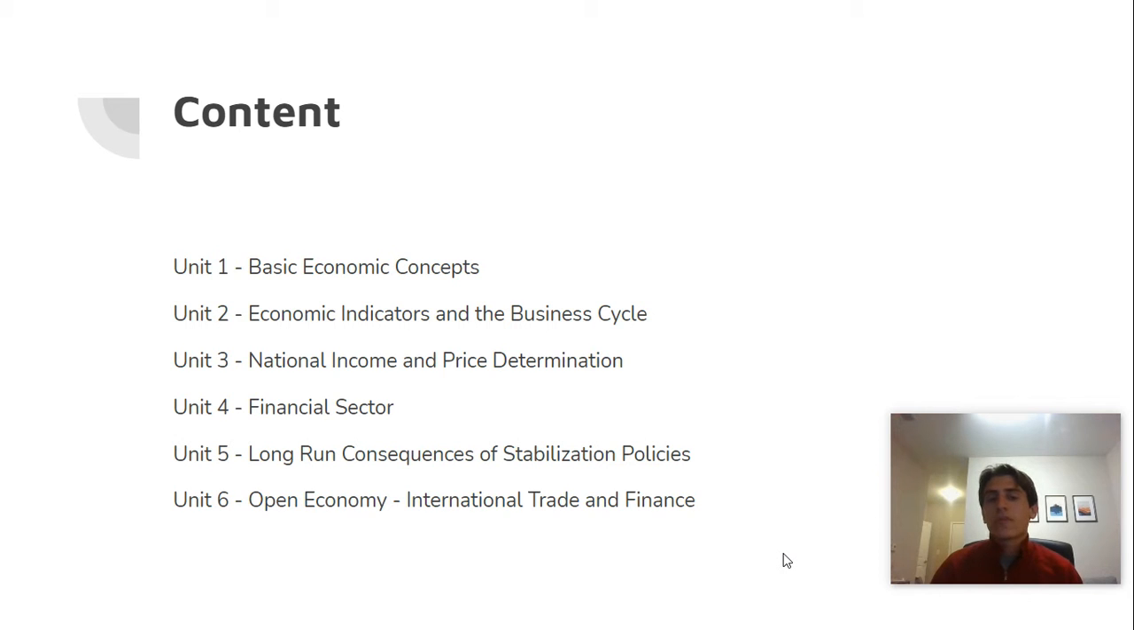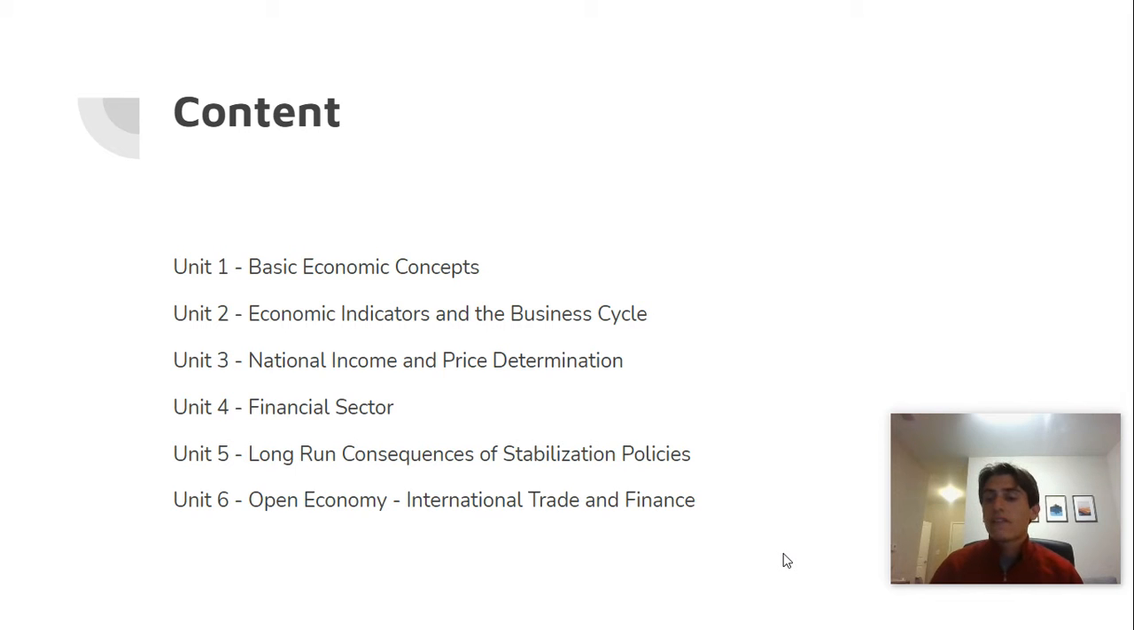In Unit 2, that's economic indicators and the business cycle. We'll obviously be covering the business cycle. We'll be covering GDP, unemployment, and inflation, those indicators. In national income and price determination, we'll be talking about aggregate demand, aggregate supply, a lot of graphing in that unit. And we'll be talking about fiscal policy in Unit 3.